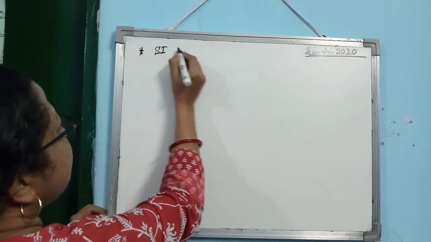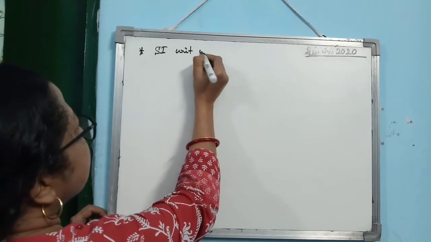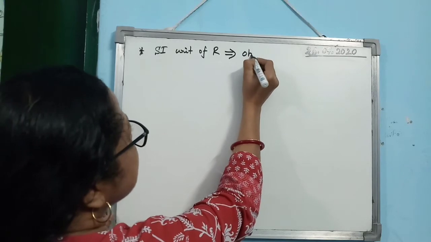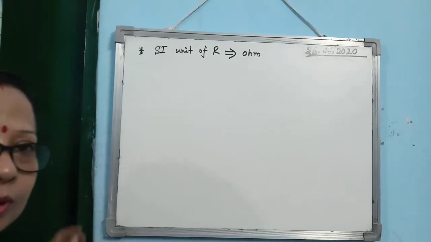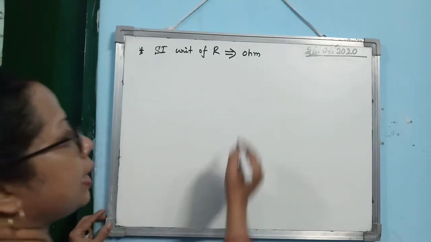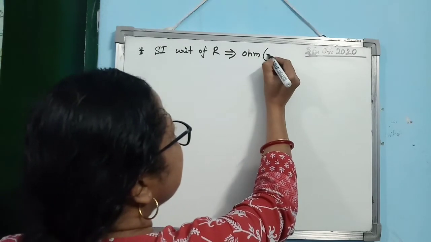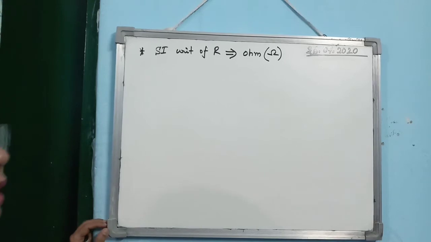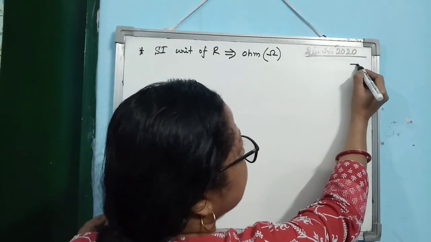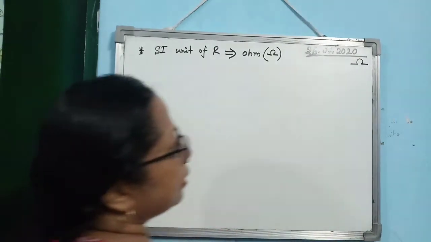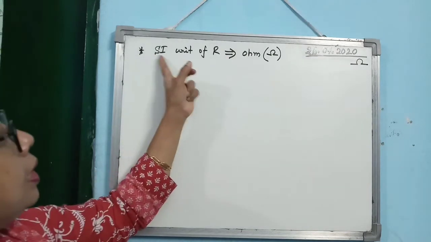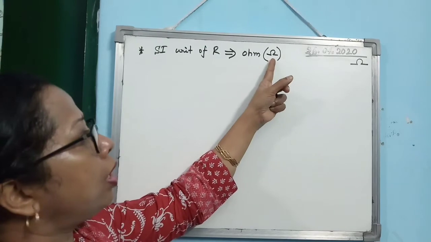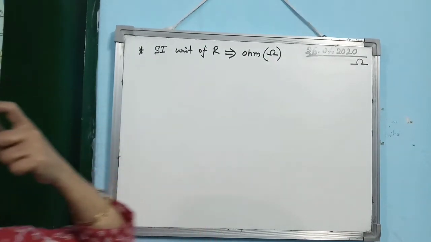Next is coming, what is the SI unit of resistance? SI unit of resistance is ohm. It is coming from the physicist's name Ohm, and the symbol for it is this. This is omega, a Greek letter. You see how I am writing this way, then a loop and then this again. So what is the SI unit of resistance? Ohm, and the symbol for ohm is the Greek letter omega.